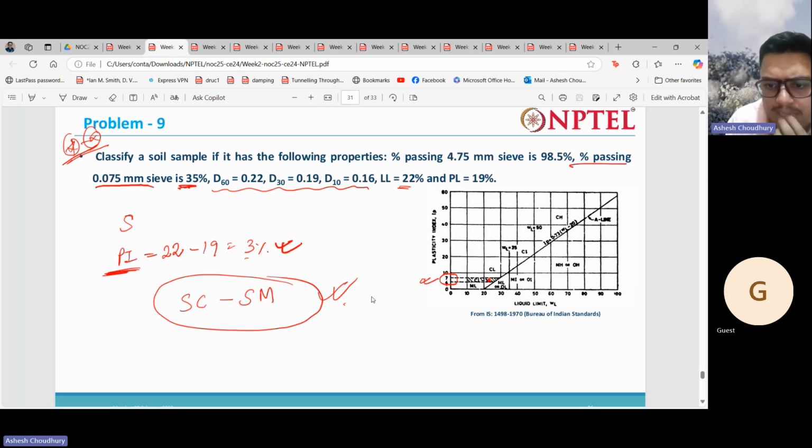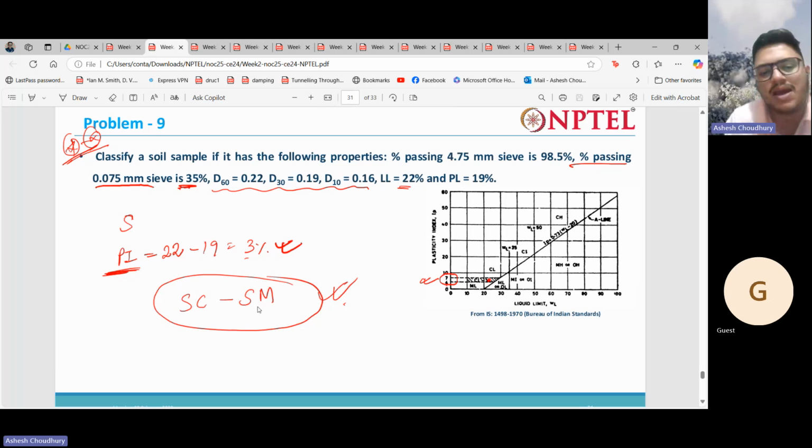But this one, I think it's 3%, right? So the plasticity index is 3, and the liquid limit is 22, right? Actually, it's not 4 to 7%, but you see the plasticity index is 3. That means it's around here, just touching this line. And now the liquid limit is 22%, means here, so it's plotting here.